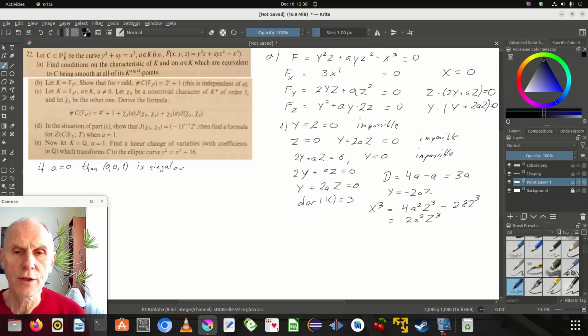Well, the conclusion is that if the characteristic of k is distinct from 3, then all points are smooth, and a distinct from 0. Then I need to find out characteristic 3. Can I find such a point? And we would like to have an obvious one, no, we can't do that. Well, let's just set z equal to 1.